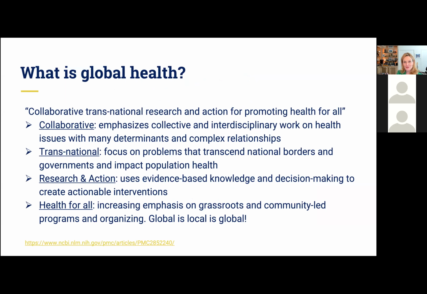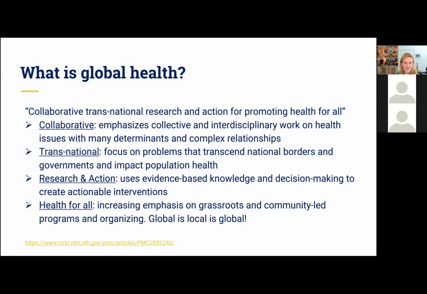Okay, so this is the Center for Global and Immigrant Health and the certificate in global health. So always good to go over what we mean by global health. Global health used to just mean international health. It used to be what we considered to be work just being done in places that were not here. But today, of course, we want to make it really clear that global health is collaborative, interdisciplinary, and transnational, that the issues transcend national borders and governments and impact population health.